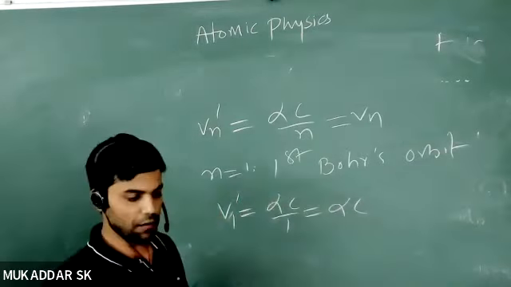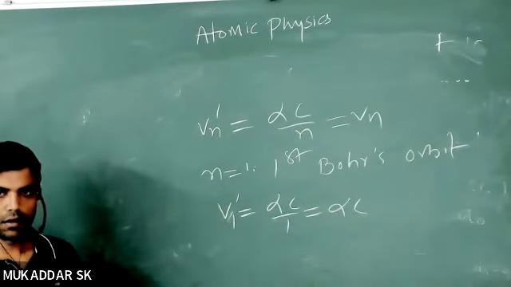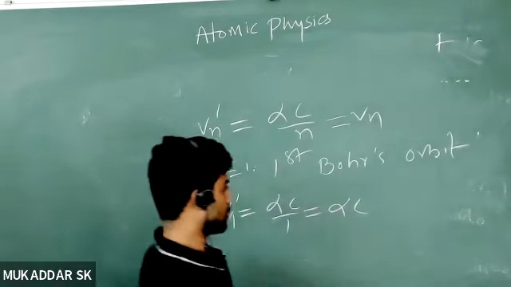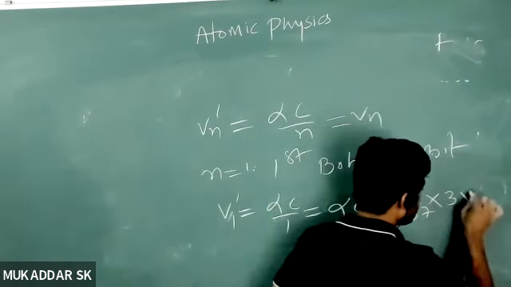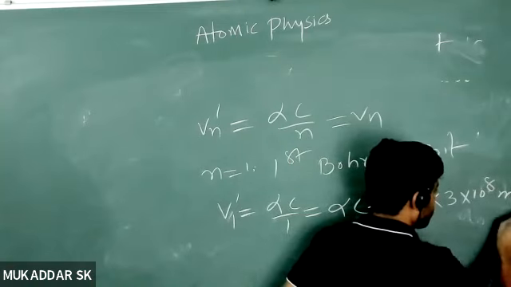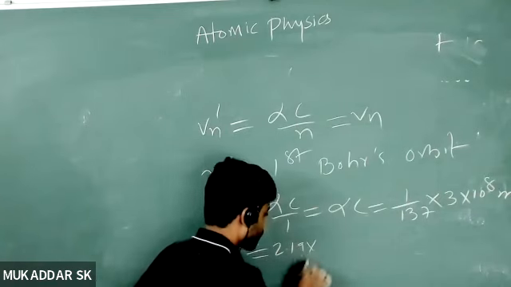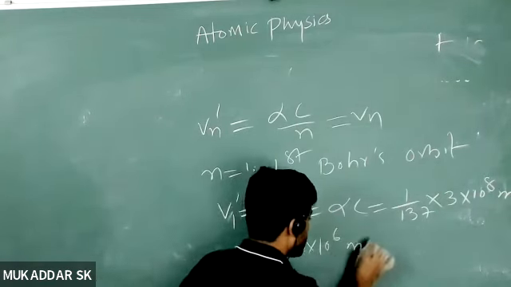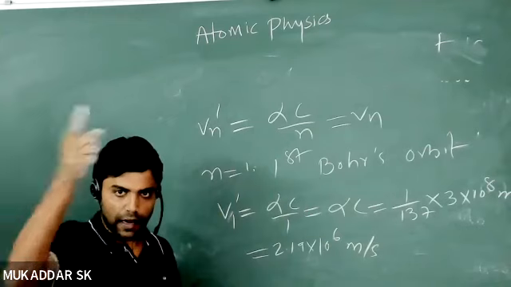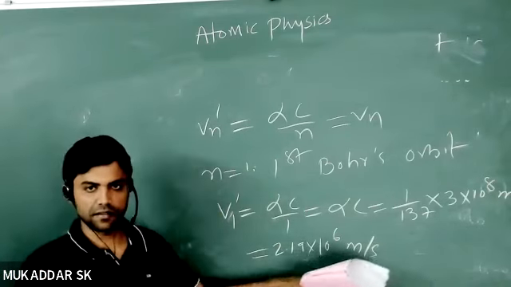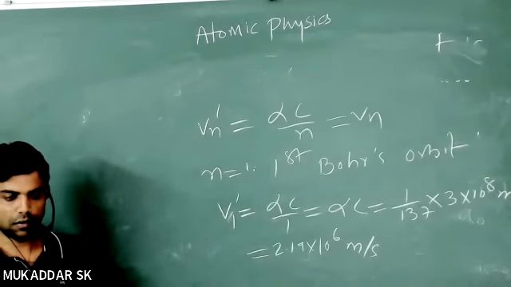And I told you the value of alpha, how much is it? Alpha is how much? 1 by 137. Very good. So 1 by 137 into c, where c is 3 into 10 to the power 8 meter per second. So again you will get this number, 2.19 into 10 to the power 6 meters per second. So it is exactly the same speed as the electron revolving in a hydrogen atom. You see, this speed is the same. There is no change in speed. Now I hope you got the answer to your question.